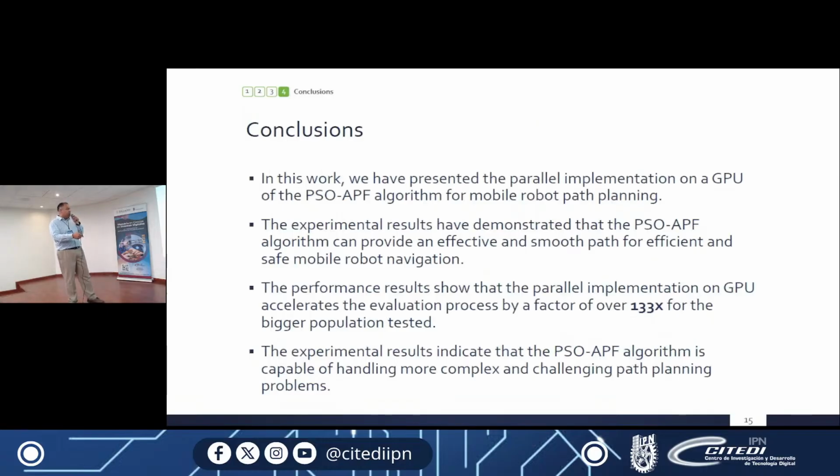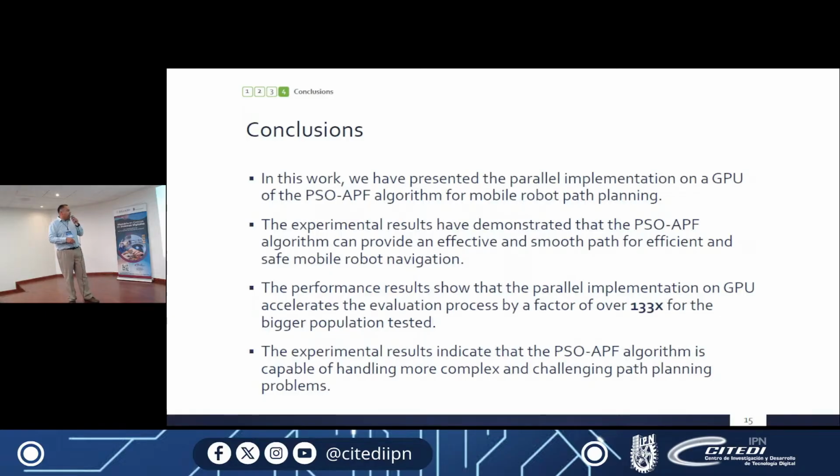As a conclusion, in this work, we present particle swarm optimization and artificial potential field for mobile robot path planning, a GPU implementation. Our proposal demonstrates that it can provide an effective and smooth path. Smooth because we are using the artificial potential field. Effective because in every experiment we reach the target, if there is a solution for the path planning.